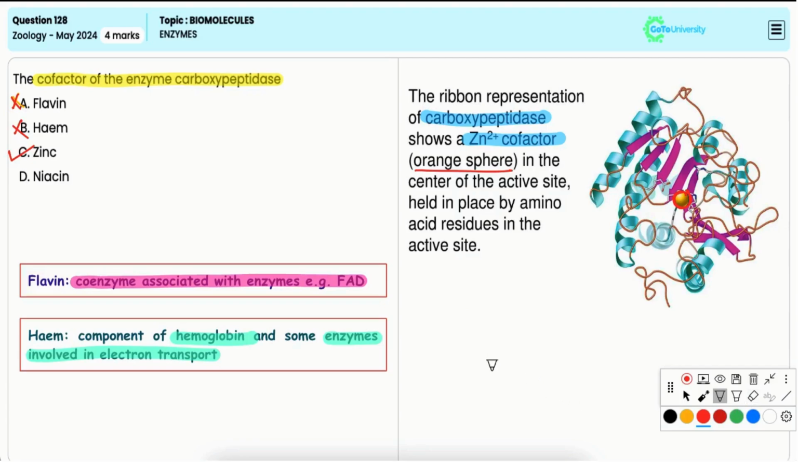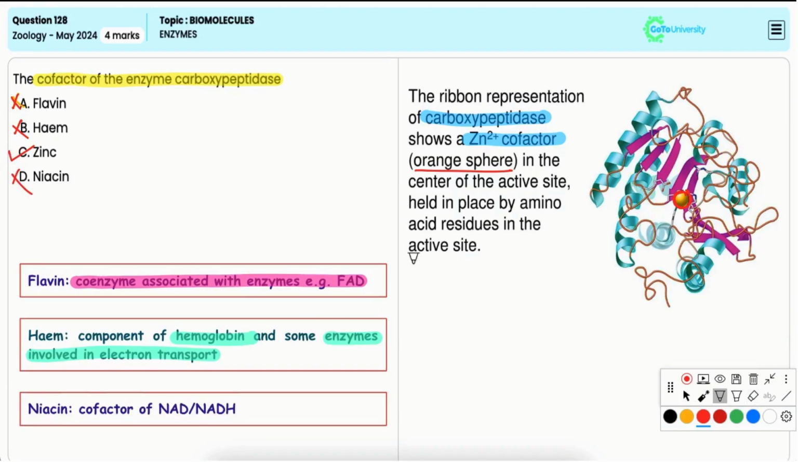Option D, niacin. It is also incorrect because niacin or vitamin B3 is a cofactor of NAD or NADH but not of carboxypeptidase.